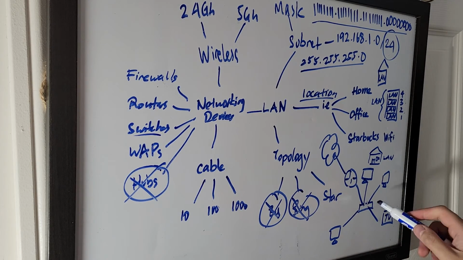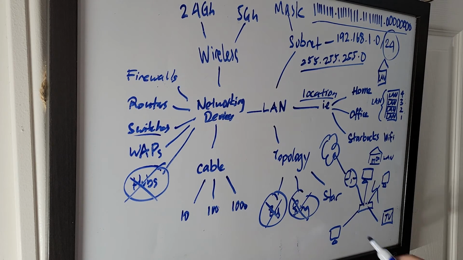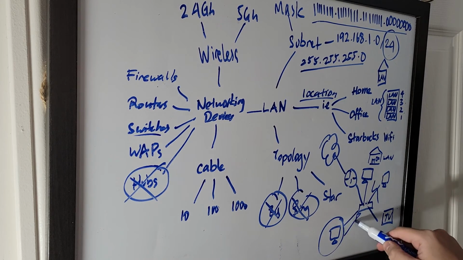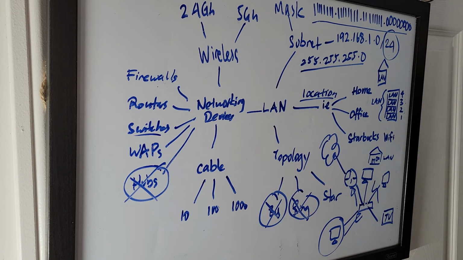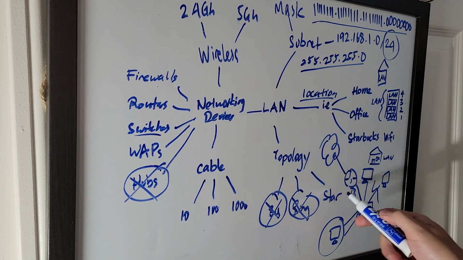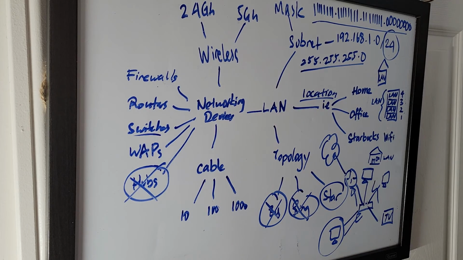This one works because even if this cable was damaged, this device could still communicate with the switch, and then it could still communicate with the router. So it works. Having one connection in this whole topology failing doesn't affect the other devices. That's why we use the star topology right now.